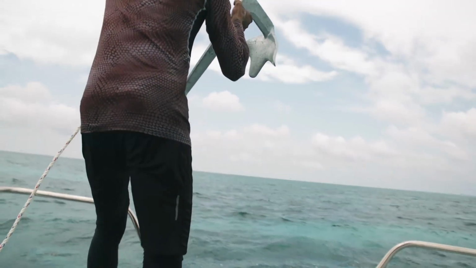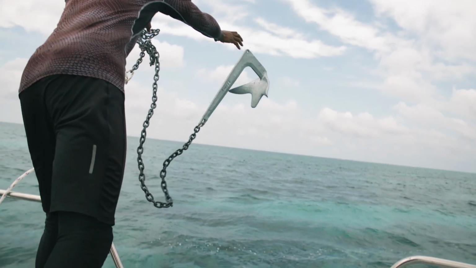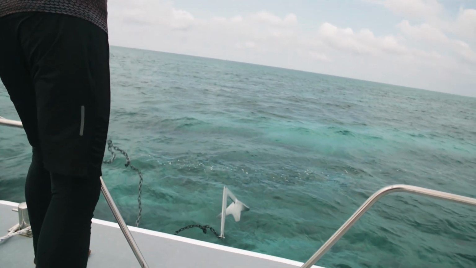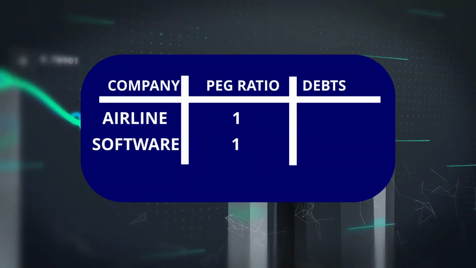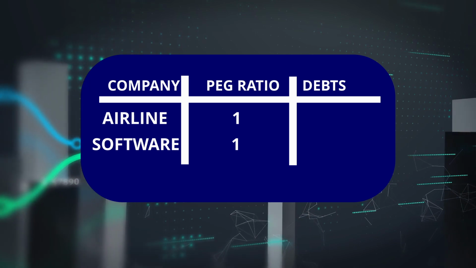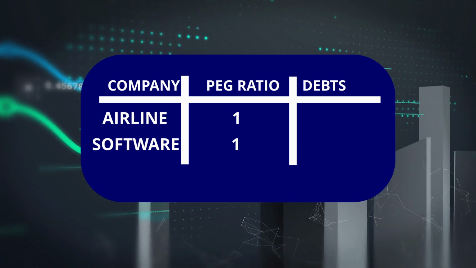But wait. Even the PEG ratio has a weakness. It ignores debt. A company can have great growth and a low PEG, but if it's drowning in interest payments, it's a ticking time bomb. Let's compare two companies with a similar PEG of 1.0, Company A, a legacy airline, and Company B, a software firm. Both look equally attractive on paper.